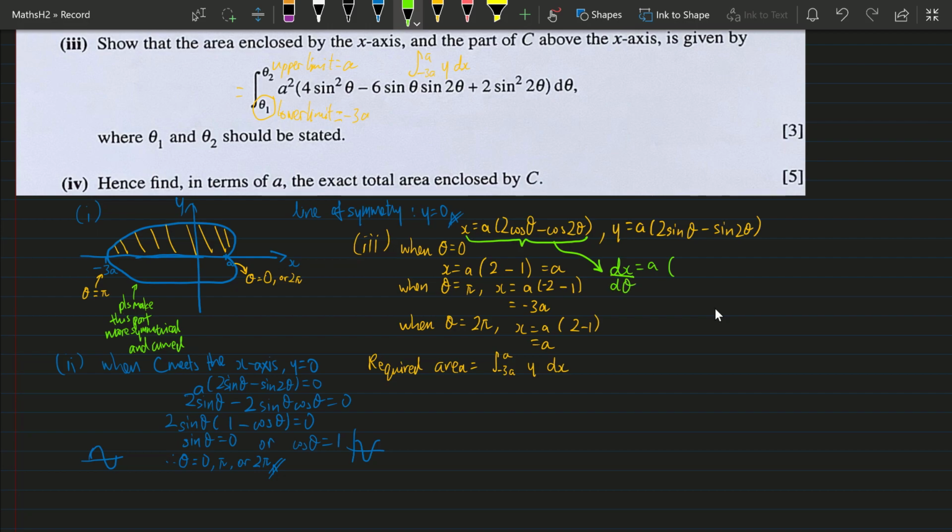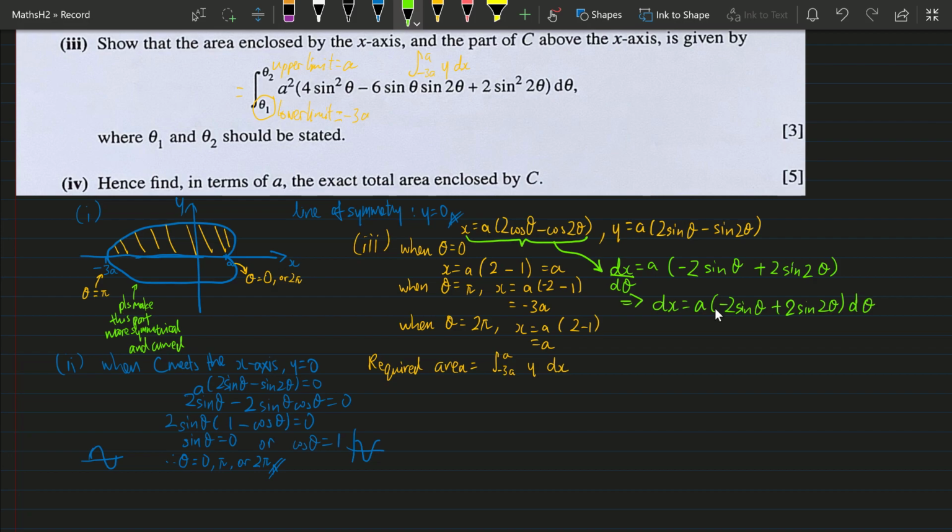And then the right hand side I also differentiate with respect to theta. This one we shouldn't spend too much time on, right? You should be good at this by now. So which implies that dx is a times negative 2 sine theta plus 2 sine 2 theta d theta.